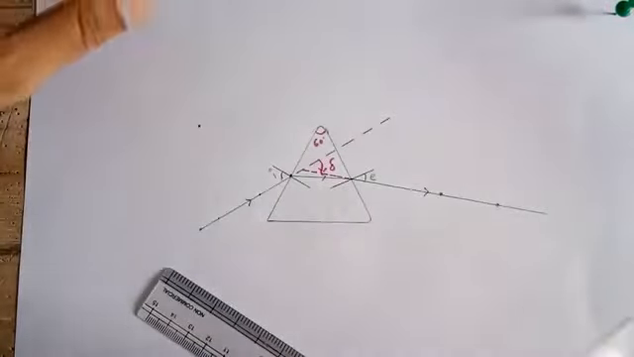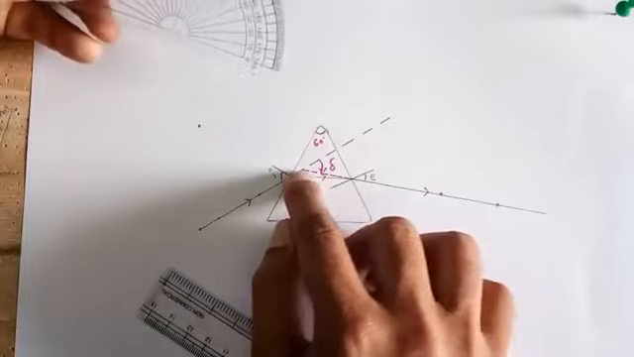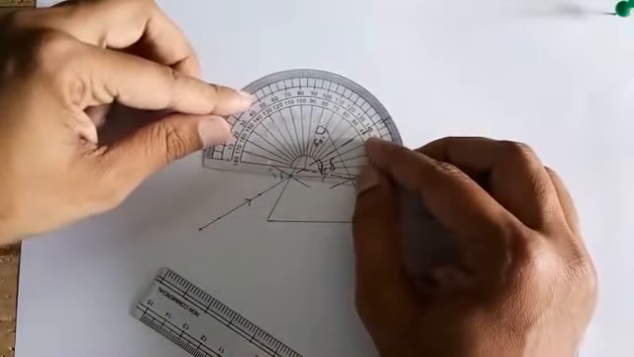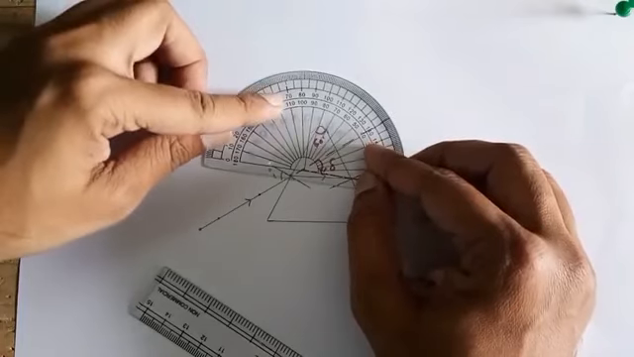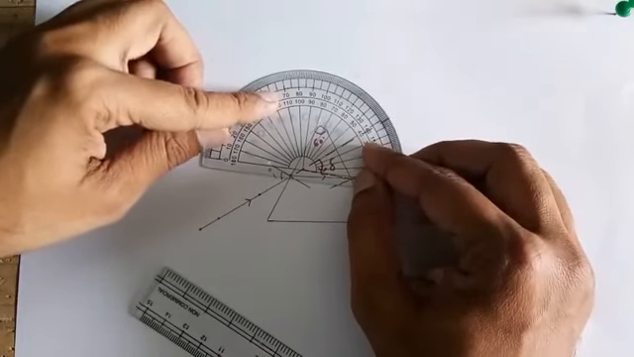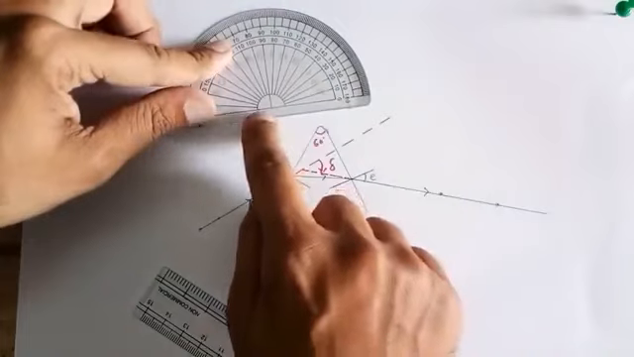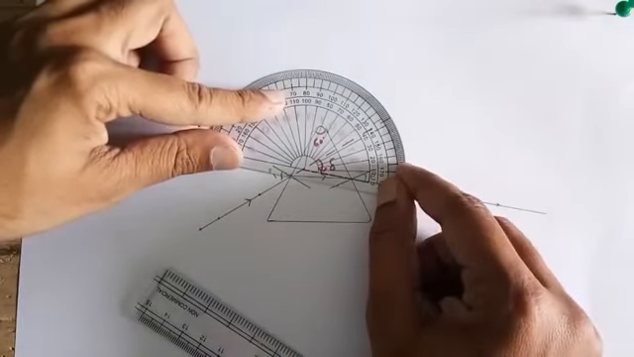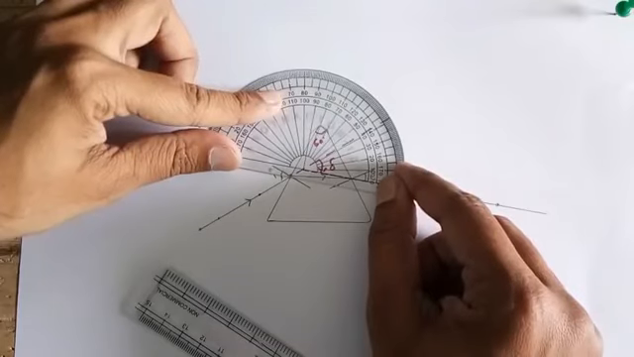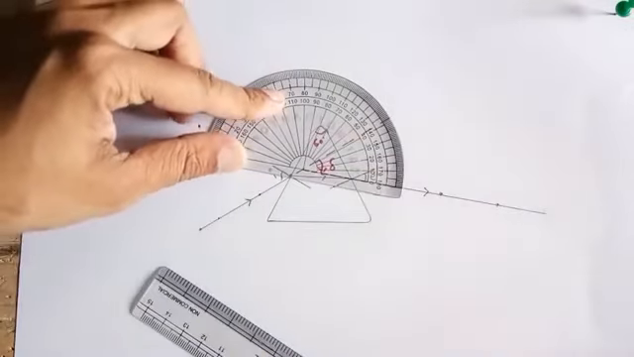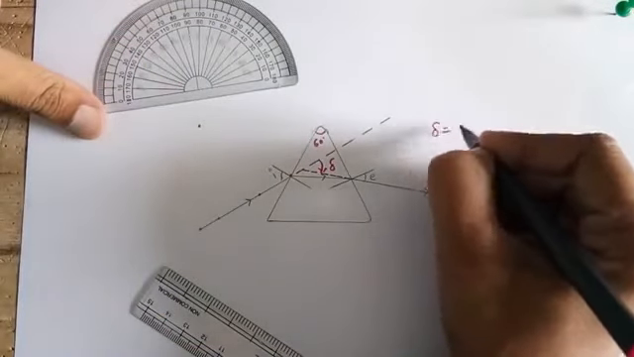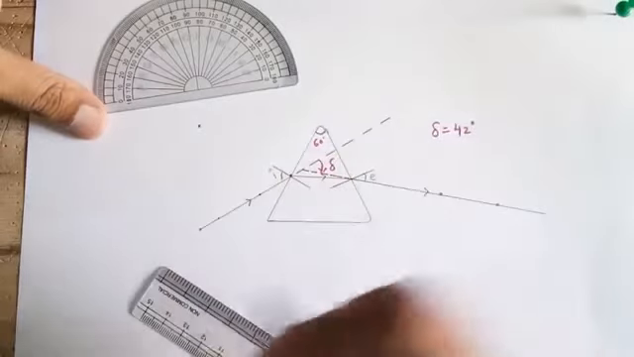Okay, how do you measure this? See, make sure that this point is falling over here, like this, and the angle of deviation, this line matching with this line, and the angle of deviation is just over 40 degrees. It is approximately 42 degrees. So the angle of deviation for the prism is 42 degrees, right?